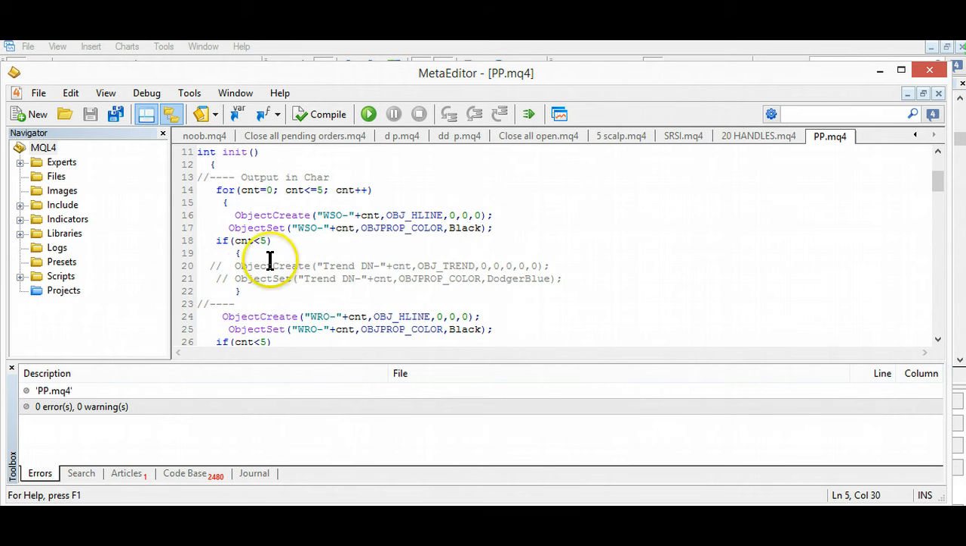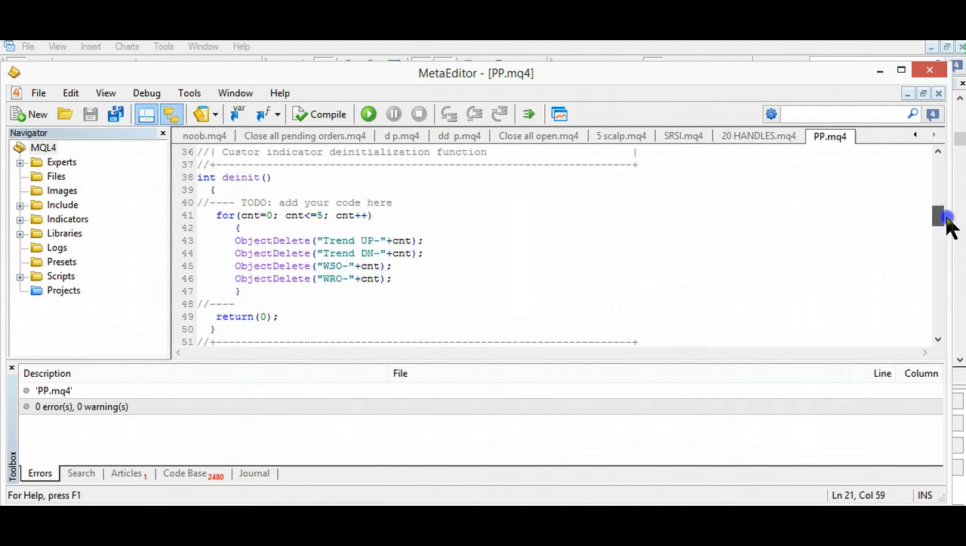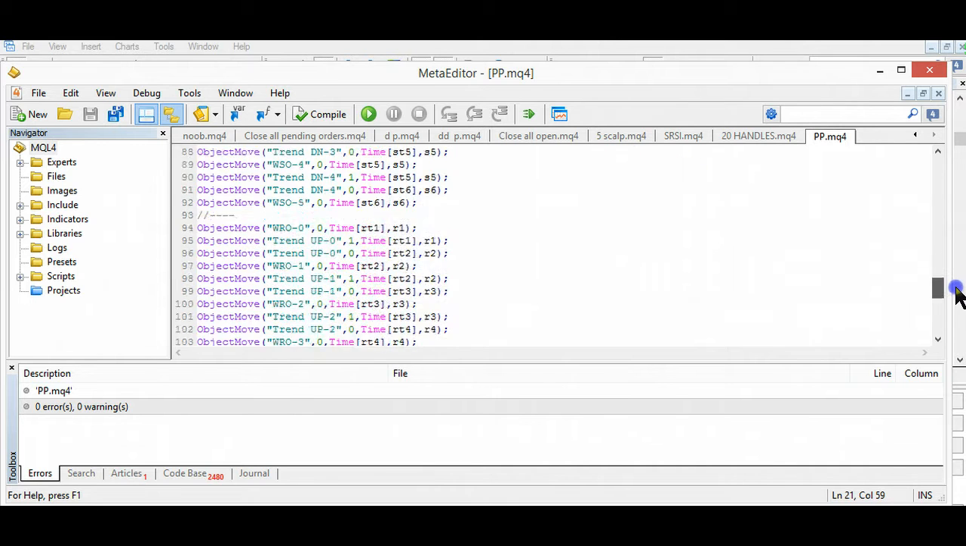But I turned off the trend lines because I didn't like that it was drawing trend lines off the edge of the bar and the wicks, and I didn't like that at all. So I just turned that off. You can turn them back on just by deleting these forward slashes, but for me, it's too much. And then, of course, all these functions down here, blah, blah, blah.